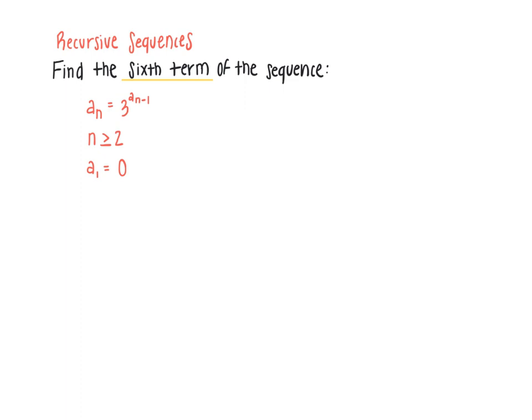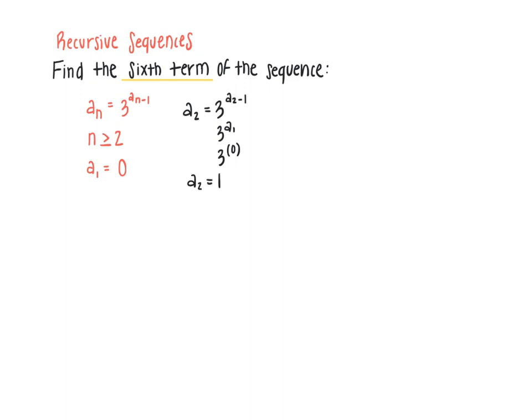So this is actually quite simple. The second term, a sub 2, is going to be equal to 3 times a sub 2 minus 1. So a sub 2 minus 1 becomes 3 to the a sub 1. And we know that the first term was equal to 0. So this becomes 3 raised to 0. And I know some of us are going to jump and think that 3 raised to 0 is equal to 0, but actually any number raised to 0 is equal to 1. So a sub 2 is equal to 1.